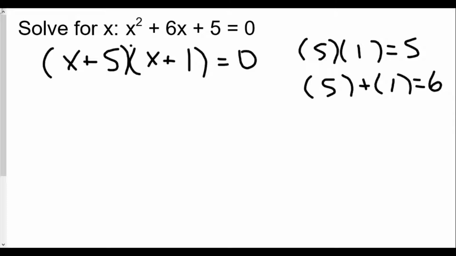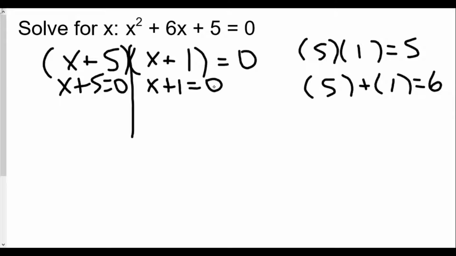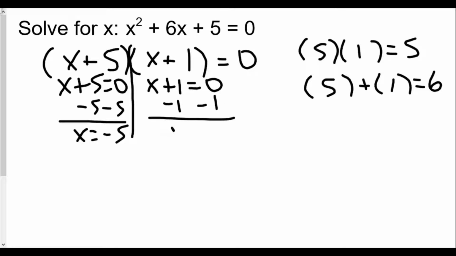Then we would set each factor equal to 0. And we get x equals -5, subtract 1, x equals -1. So our roots in this case are x equals -5 and x equals -1. That works out fantastic. But we sometimes run into situations where things aren't so fantastic.